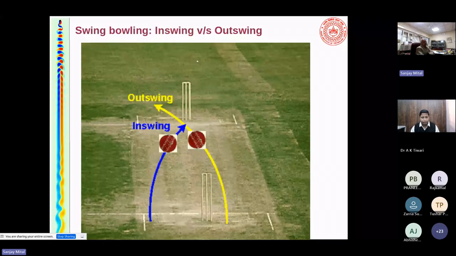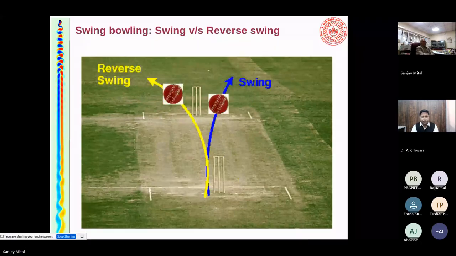So diagrams are shown here. Out swing is obviously the ball pitches and then moves outside, or the in swing is the ball pitches from out and moves in. So that's the classification for in versus out swing. But for us, the important thing is the conventional swing and the reverse swing.